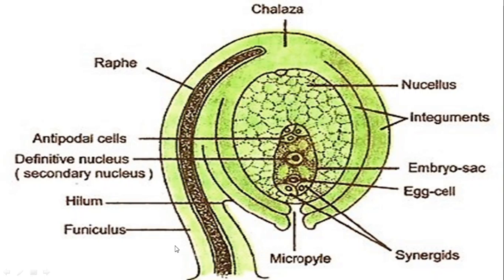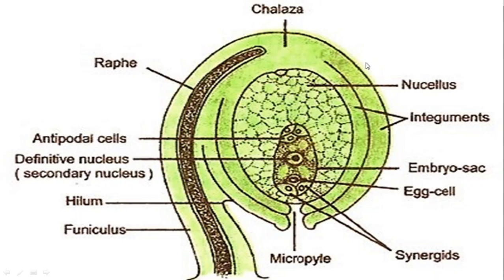So I think it is clear to you: the stalk of the seed by which it is attached to the ovary wall is called the funiculus, and the depressed part by which the mature seed is attached to the stalk is called the hilum.